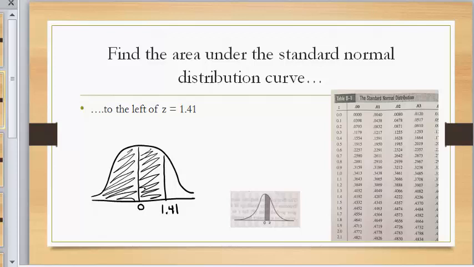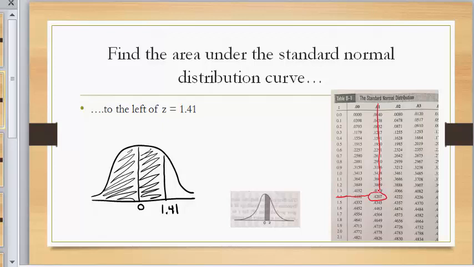So now we're going to go to our table and we're going to look up a value of 1.41. So remember that to find 1.41, we are going to use the first two digits, the 1.4, and then the hundredths place digit across the top, which would be the 1. And we're going to intersect that row and that column, and we'll find that our area is 4207.